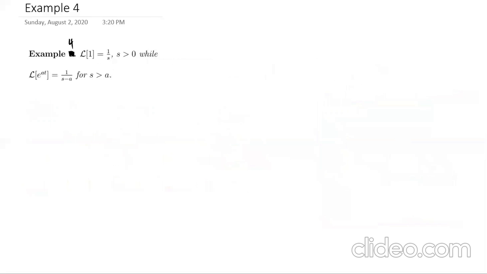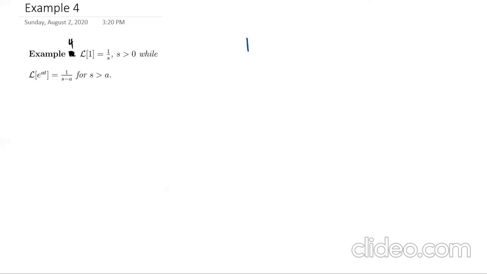Let's do some examples. Example 1: we know that the Laplace transform of 1 is 1 over s, and it only holds for s greater than 0. If we wanted to do this using the exponential order, we did this once by calculating the Laplace transform, but we can also do it by using the exponential order.